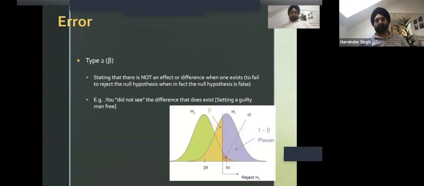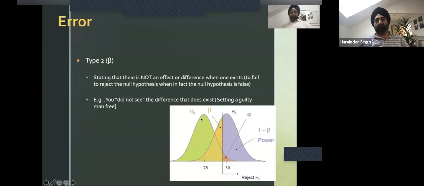Or the type 2 error, which is more important, which is stating that there is not an effect when the actual effect exists. We did not see the difference when there was a difference. You're setting a guilty man free.